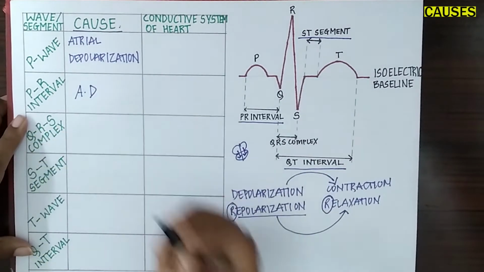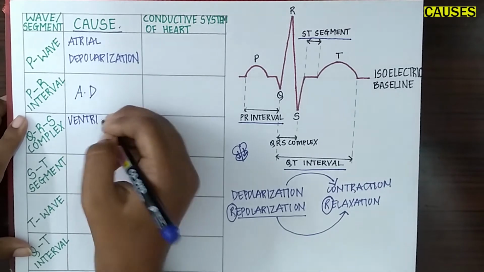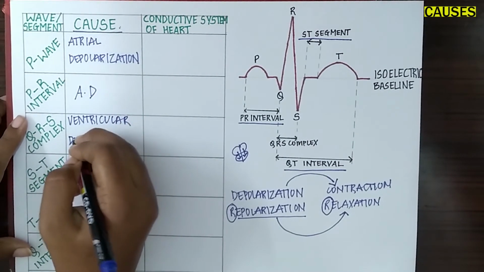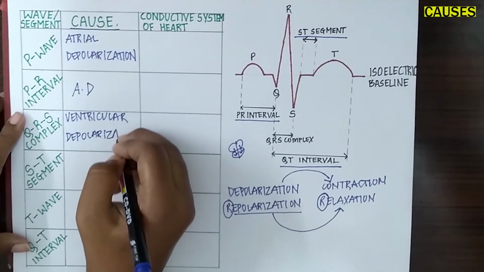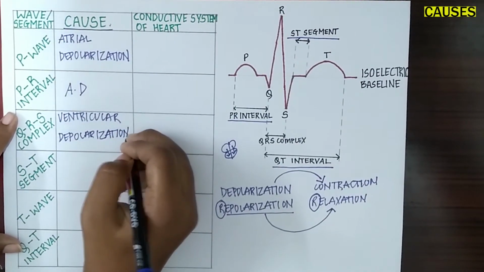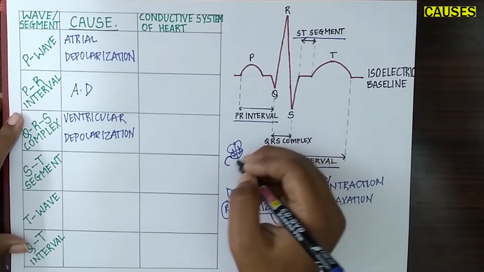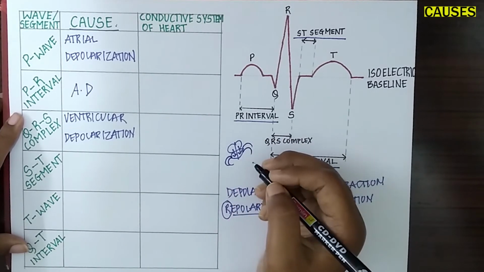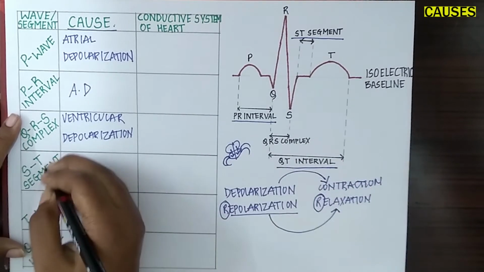QRS complex. QRS complex shows ventricular depolarization. So during QRS complex, ventricles are getting contracted and the blood from the right ventricle is going to the lungs and from the left ventricle it is supplying to all parts of the body.